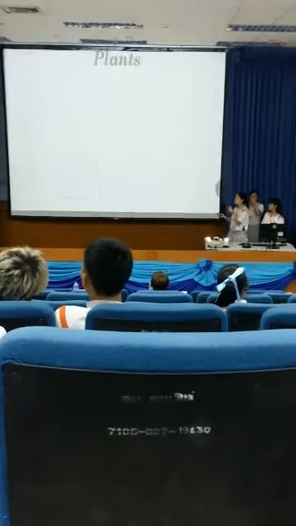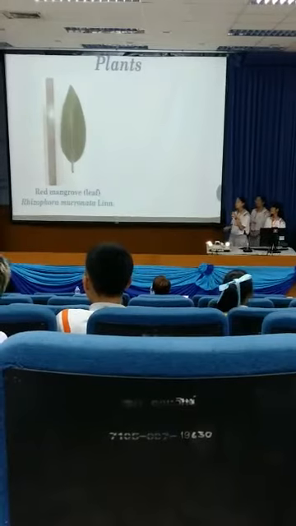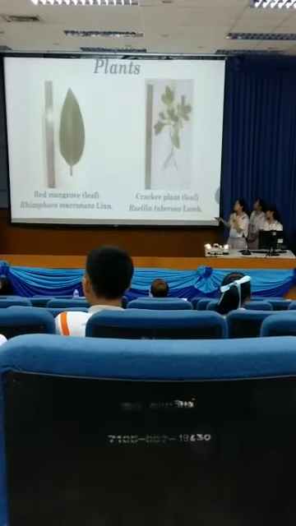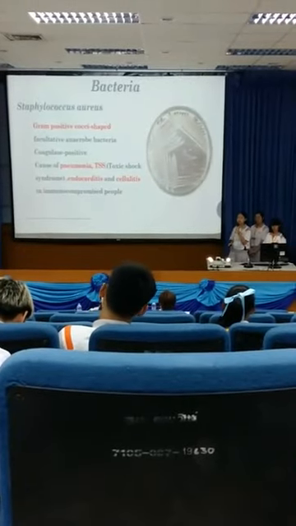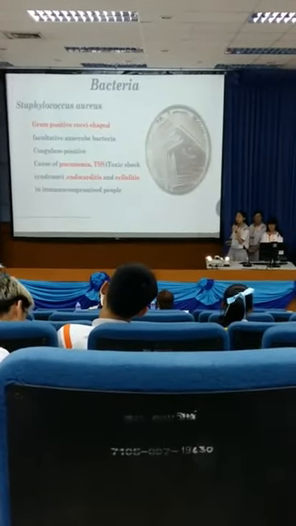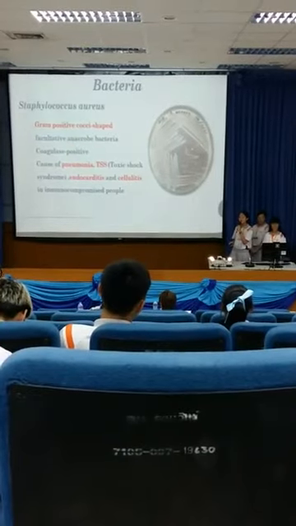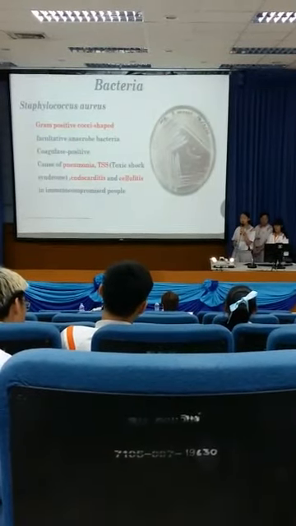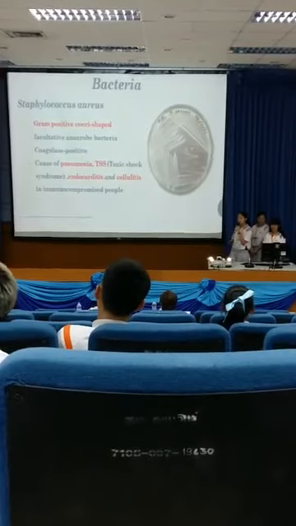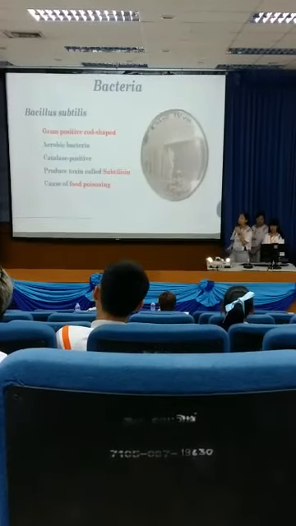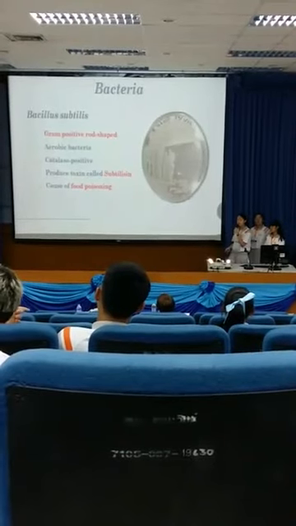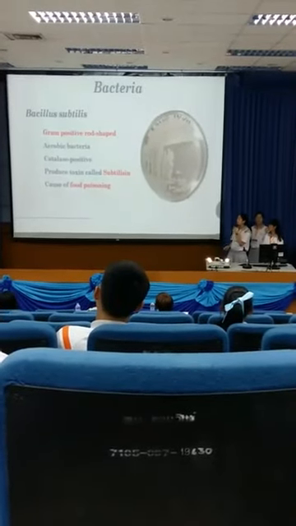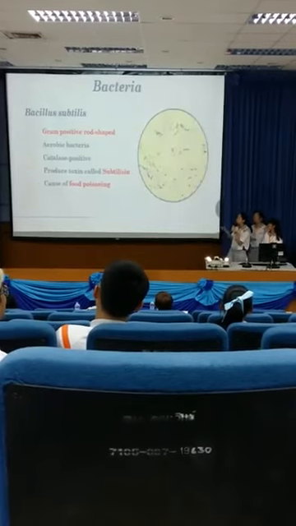And for the plants, we use the red mangrove and the cracker plant. And for the bacteria, the first one is Staphylococcus aureus, or S. aureus. It's a gram-positive, cocci-shaped bacteria, and it can cause many infections in immunocompromised people. The second one is Bacillus subtilis. Bacillus subtilis is a gram-positive, rod-shaped bacteria, and it can cause food poisoning.